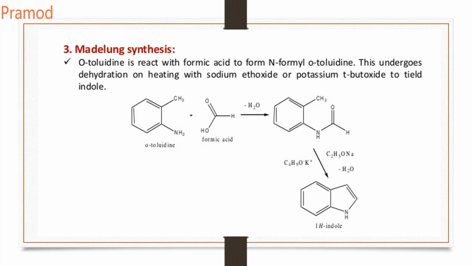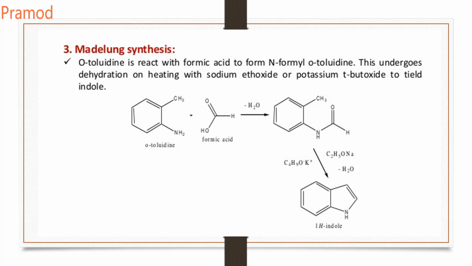It is at ortho position to your toluene. So your amino group is ortho position to your toluene. That is known as orthotoluidine. It reacts with formic acid to form N-formyl orthotoluidine, and it undergoes dehydration on heating with sodium ethoxide or potassium tertiary butoxide to yield indole.